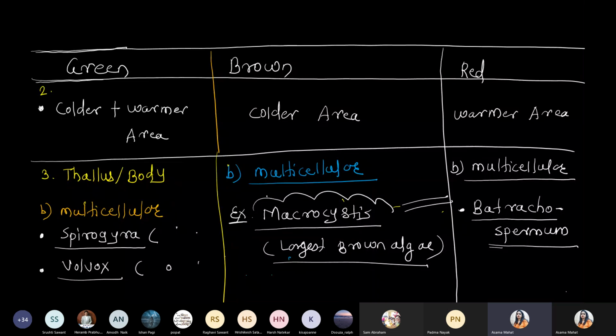And whenever we are talking about Brachyspermum, these are freshwater red algae. Just as we discussed, red algae are mainly marine water, and a few are freshwater. Brachyspermum is an example of freshwater red algae. Got it?